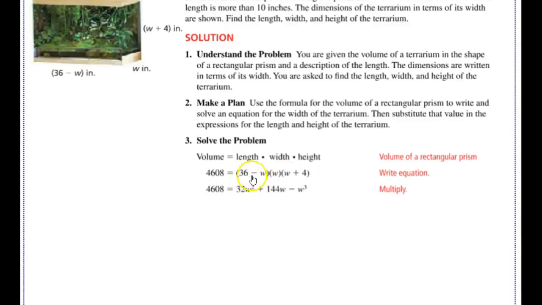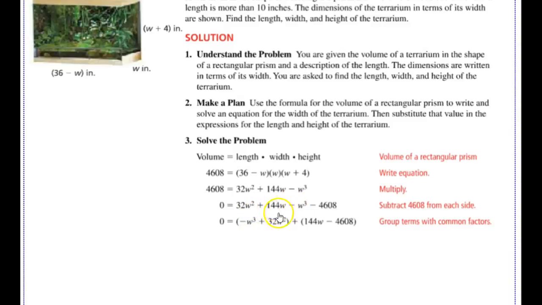The next thing I do is I'm going to multiply these out. And it doesn't matter which order you multiply them in, but make sure that you get all of them multiplied together. So I end up with 32W squared plus 144W minus W cubed. So now I subtract 4,608 from both sides, right? I get everything to one side. So now I rewrite it so I can group things with common factors. So I would end up writing negative W cubed plus 32W squared plus my 144W minus 4,608.